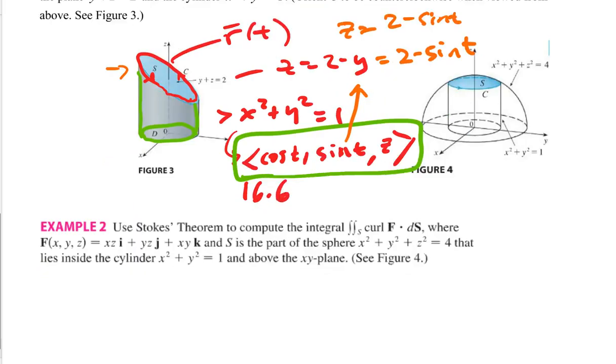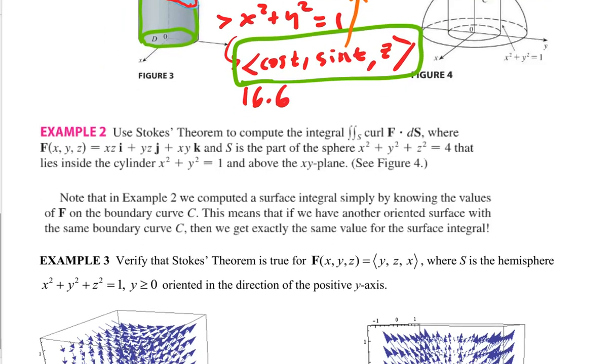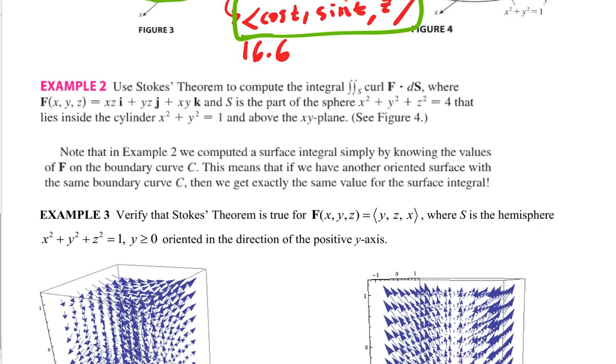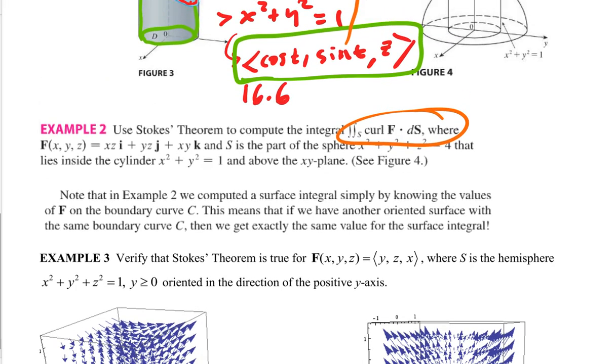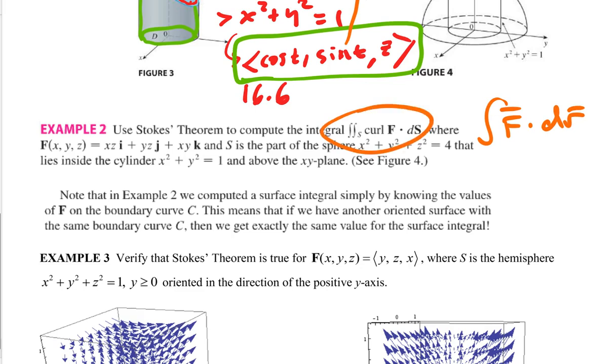All right. So moving along, they ask you to compute this integral. So you can go both ways. If you need to find the double integral of the curl of F, if you need to find the surface area of the curl of F, you can actually use F dot dr instead. So if this is difficult, you can actually do the work integral instead.